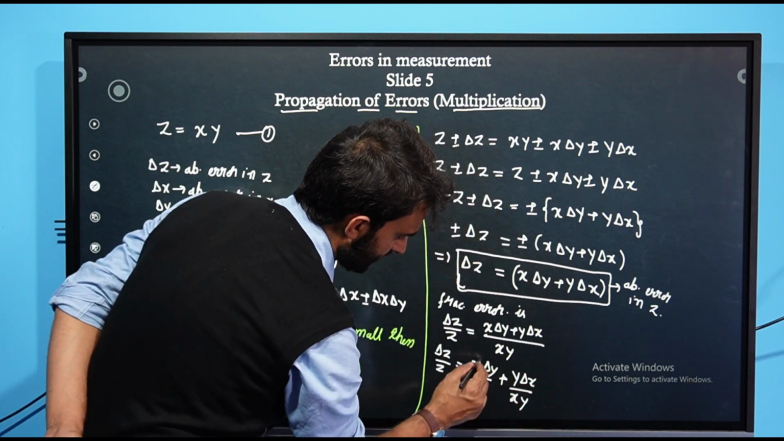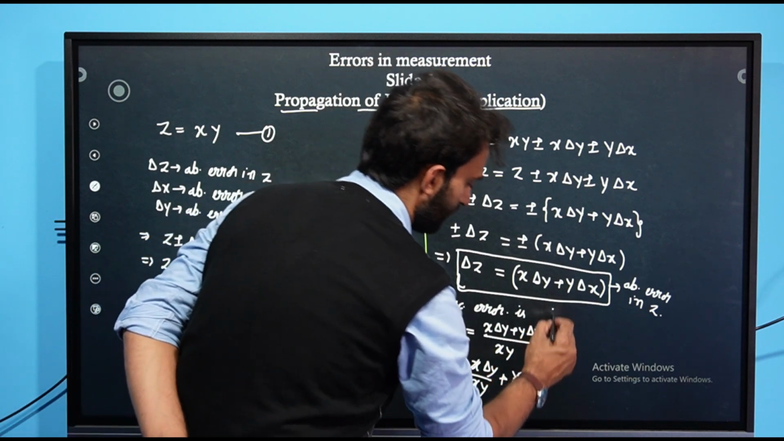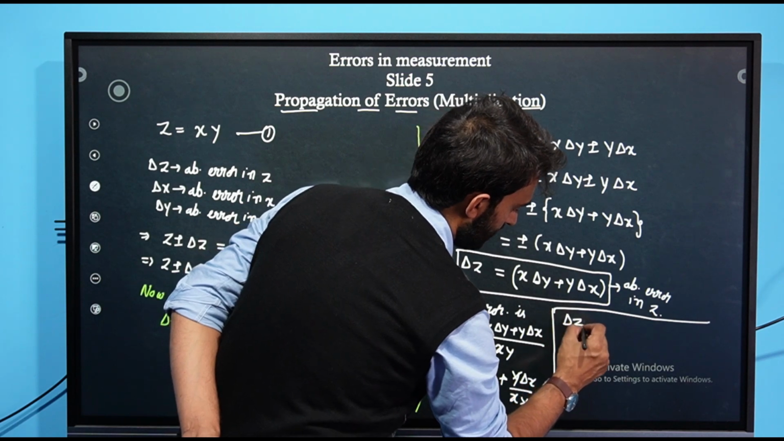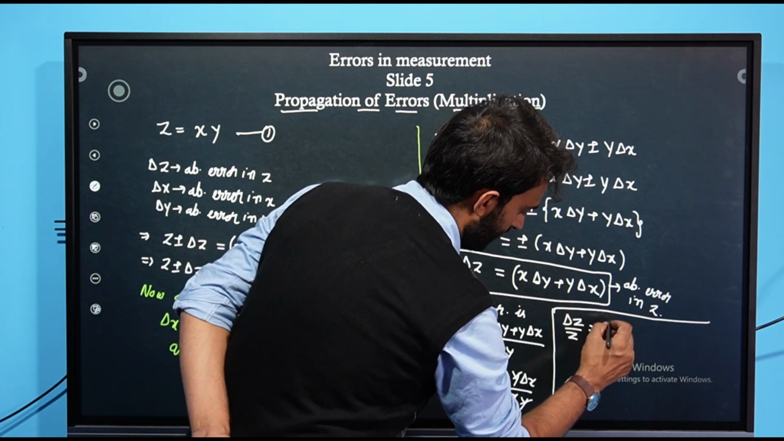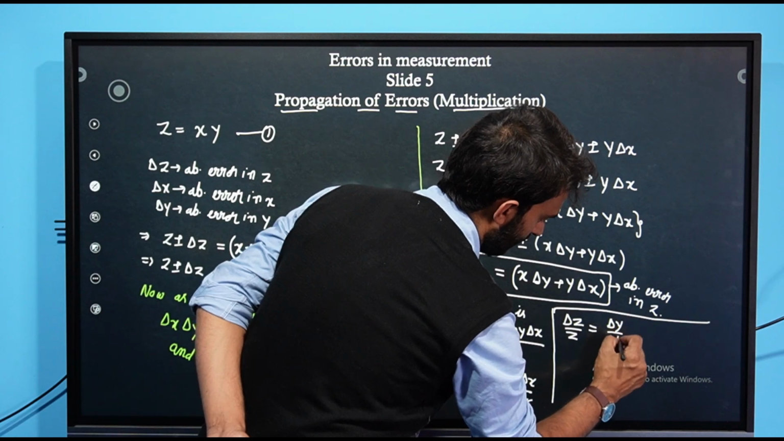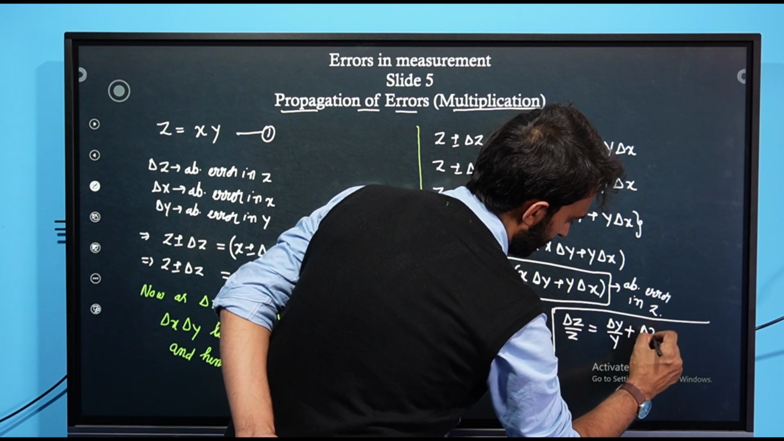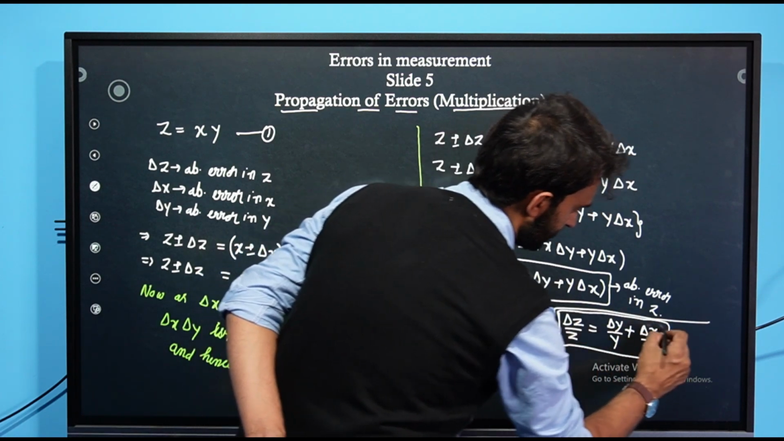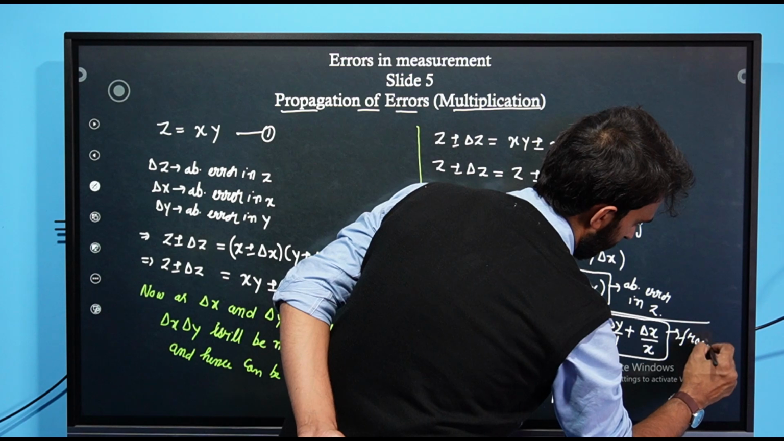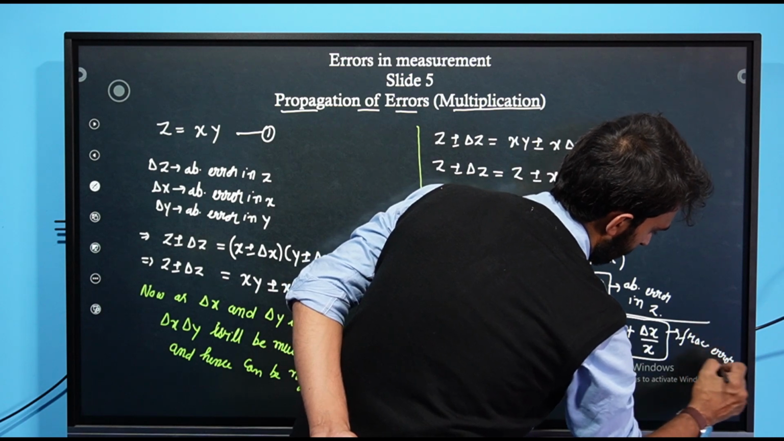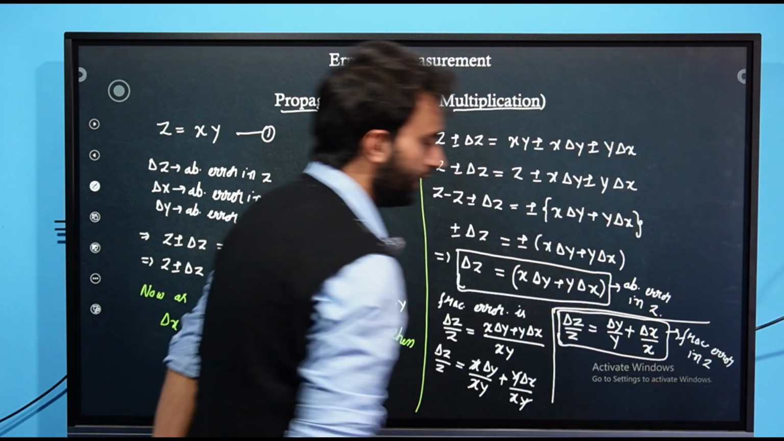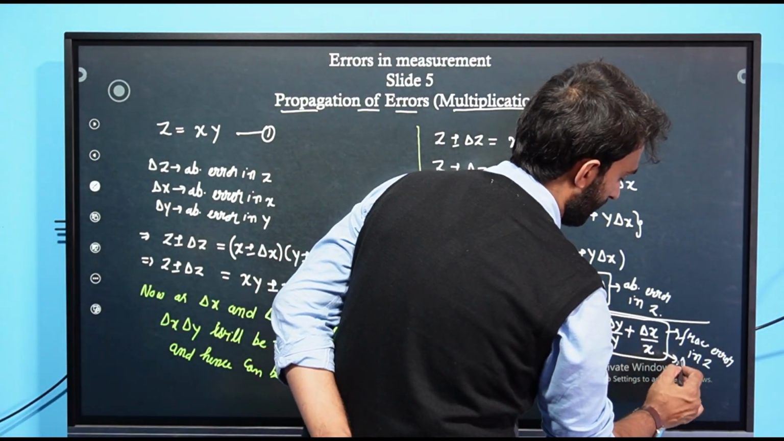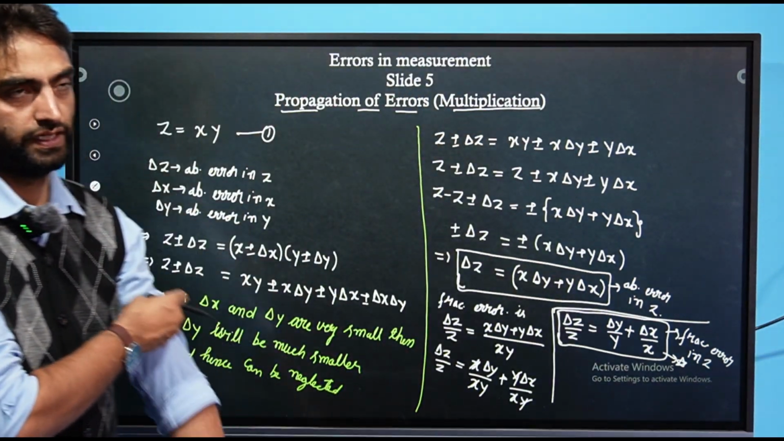Here this x cancels out and here this y cancels out. So that means the fractional error delta z by z will be equal to delta y by y plus delta x by x. So this is the fractional error in z. You have to remember this formula because it is going to be particularly important when we solve the questions regarding this chapter.